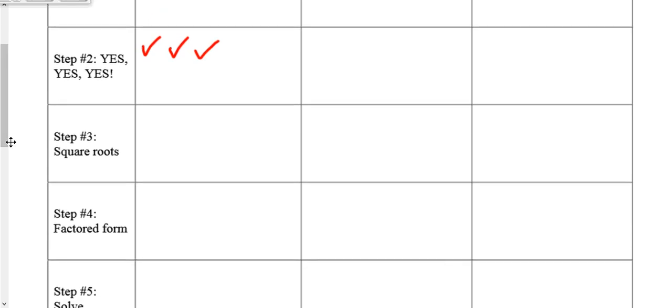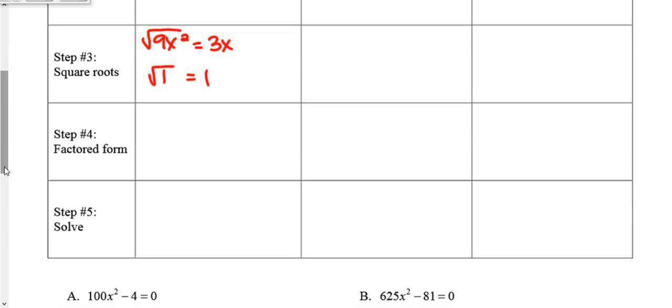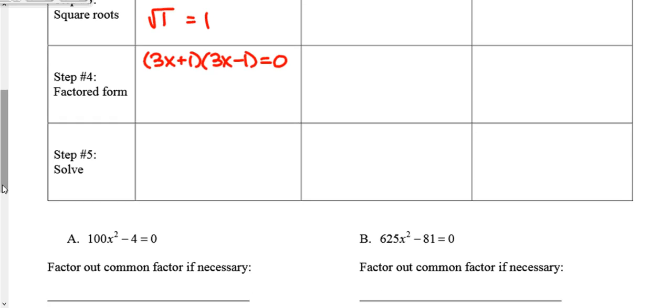Now we're going to take the square root of both the terms. So we're going to take the square root of 9x squared and the square root of 1. The square root of 9x squared is 3x. Square root of 1 is 1. And now we can write the factored form. We take those 2 numbers, we add them, we subtract them. And now we solve. So we set each of the factors equal to 0. And then we're going to solve.